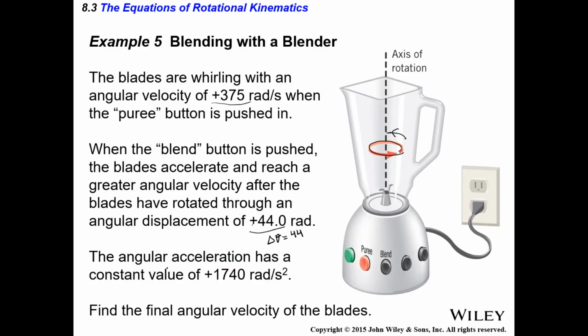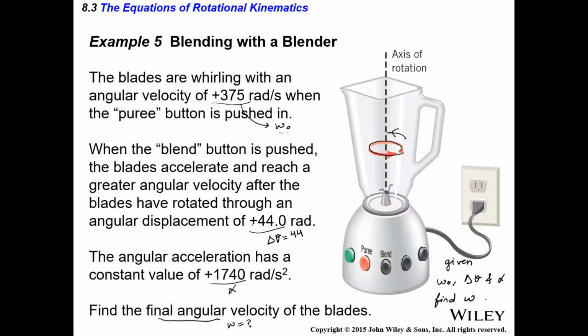We're also given the angular acceleration. So this is alpha. And what we were given here is none other but the initial speed. When we press the blend button, the blades accelerate and reach a greater angular velocity. So this was their initial angular velocity, and we want the final angular velocity. So what we want is omega. Let's look at our givens. We are given omega 0, delta theta, and alpha. And we want to find omega.